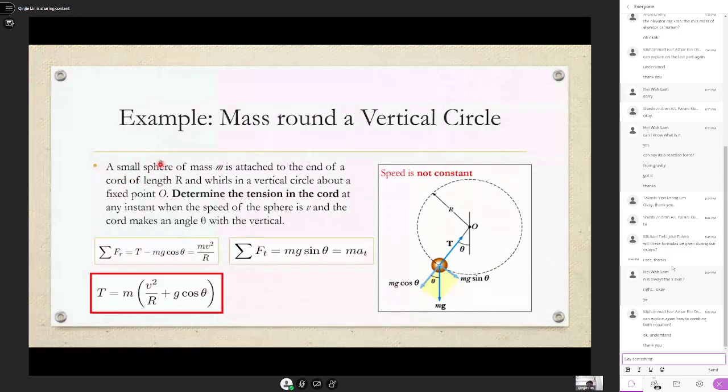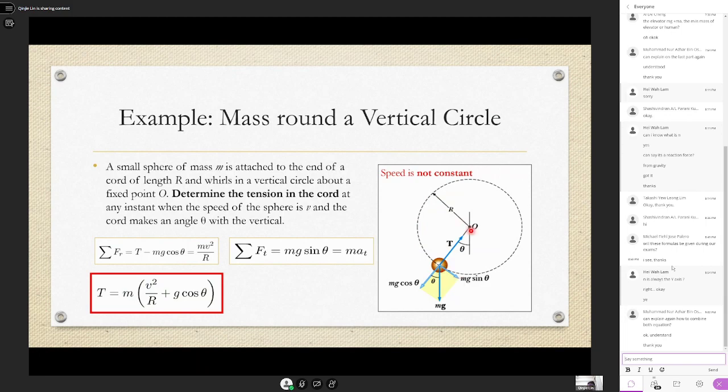So this is the example. A small sphere of mass m is attached to the end of a cord of length r and rolls in a vertical circle about a fixed point O. Determine the tension in the cord. Same thing, you choose a random point and draw a free body diagram. There will always be mg pointing down, and because there's a string, there's a tension. They are not in nice directions, so we make them go into nice perpendicular directions. You resolve this mg into mg cosine theta and mg sine theta.